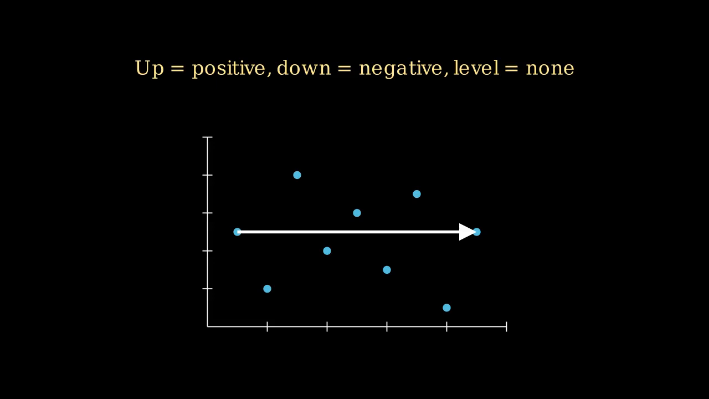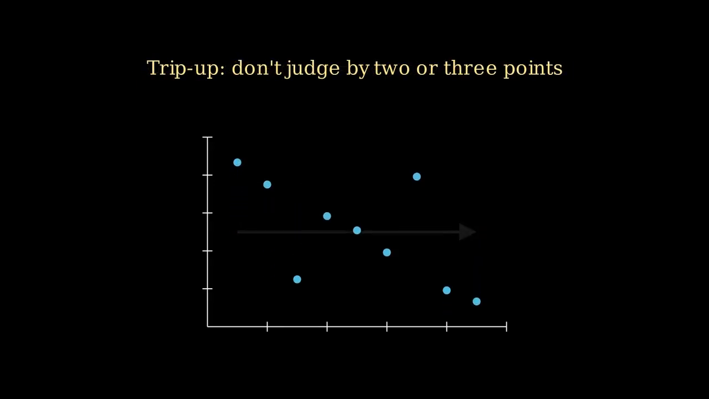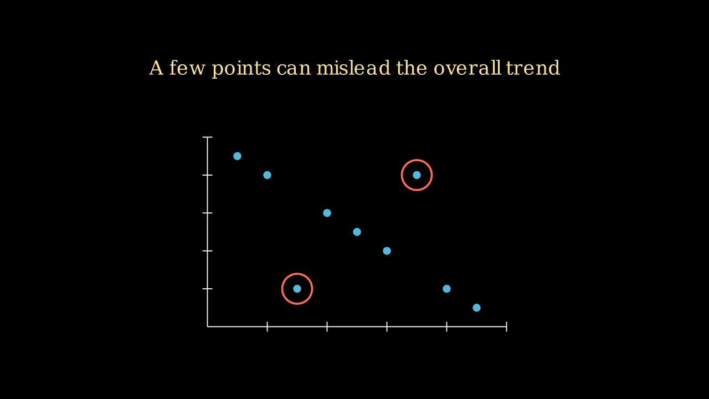Now, a common trip-up to watch out for. Learners sometimes describe the correlation by looking at just 2 or 3 individual points, rather than the overall trend of all the points together. This can be very misleading because a couple of points can look like they're going one way even when the whole pattern is going another way.